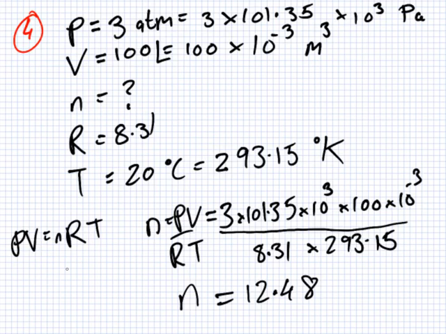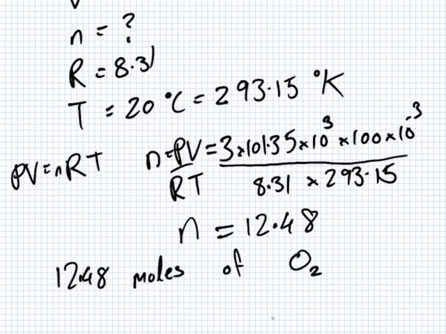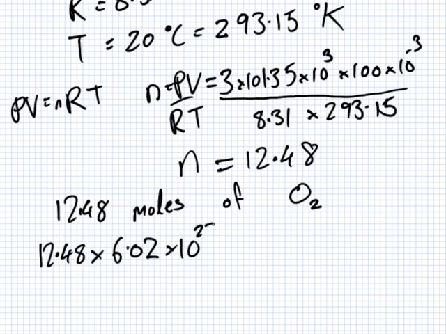Yes, continue, Grace. Now, what you have is 12.48 moles of oxygen. So that means you have 12.48 times 6.02 times 10 to the 23 molecules of oxygen. Yeah? This is Avogadro's number.